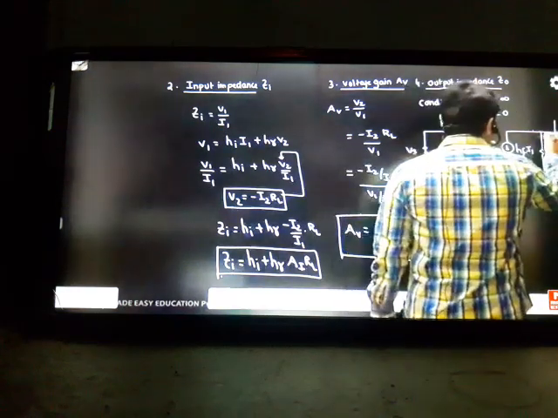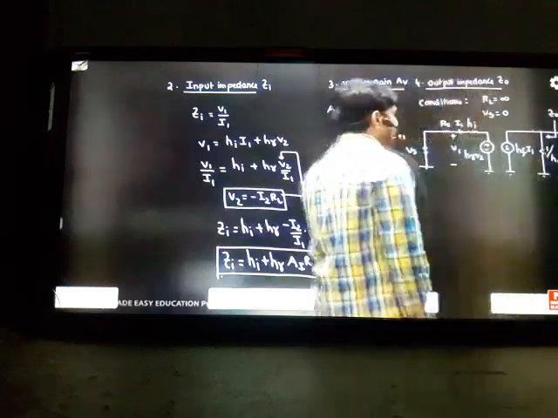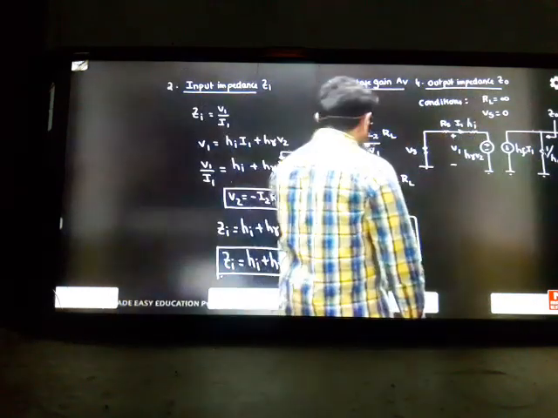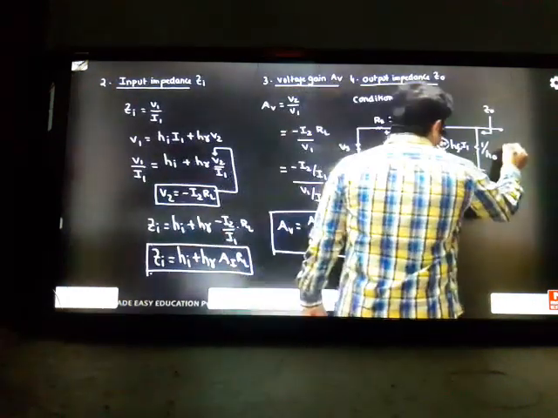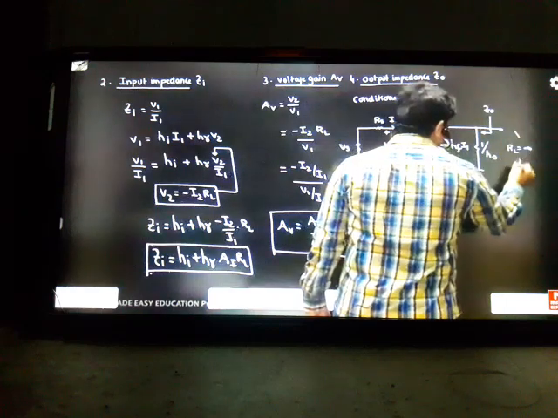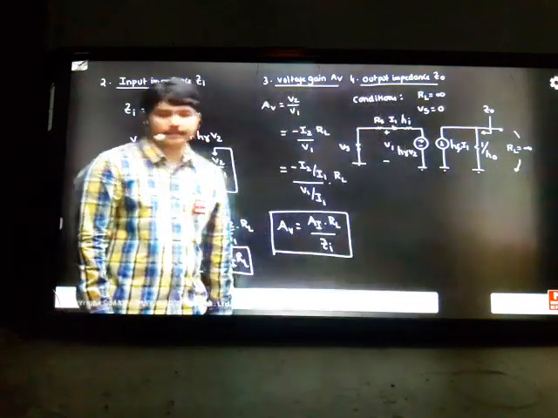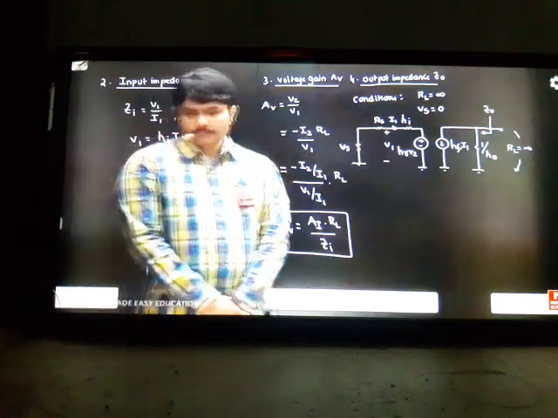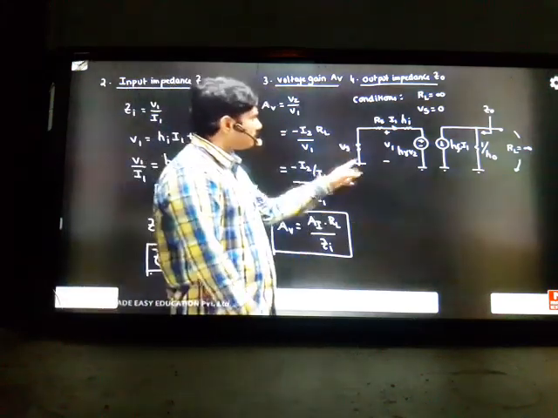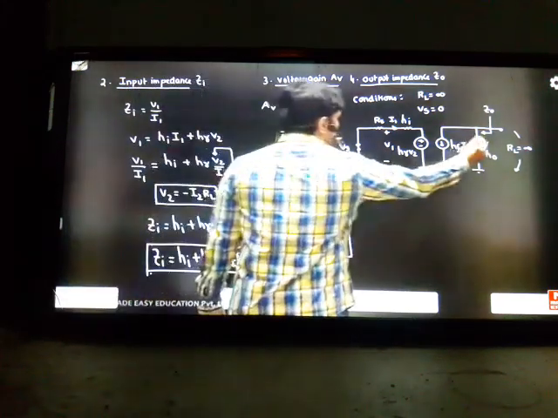The load should be open. So we are finding the output impedance from here. Your load RL you made it as infinite. So just open the RL, and the input voltage source should be short. This is the method which we use to calculate the output impedances. It's not a big task, simple thing. Short the source, but open the load. Then what is the output impedance if I want to solve from here?